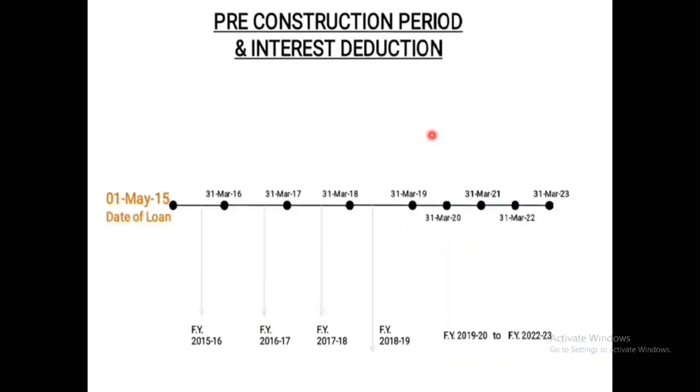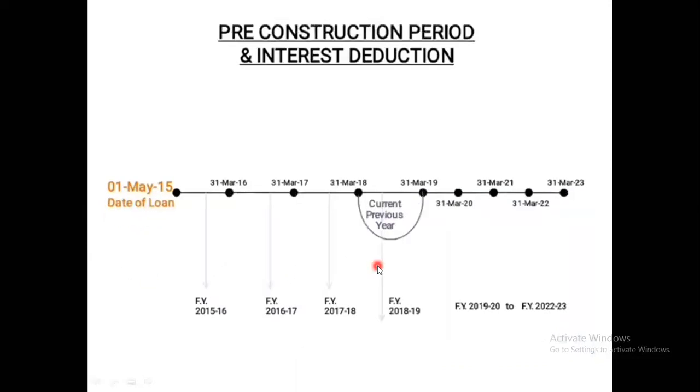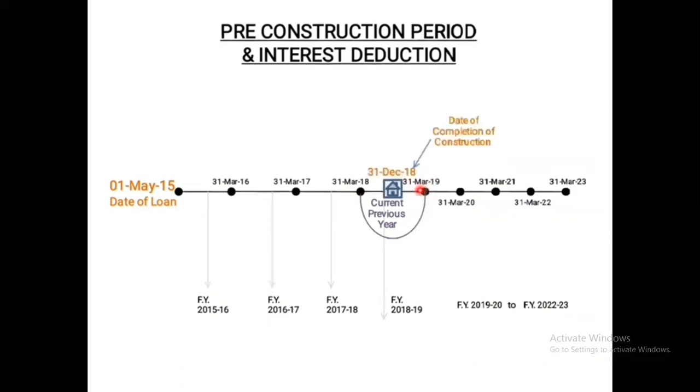Now, on the timeline, you can see the date of borrowing of loan is on 1st May 2015. And you also know that our current previous year starts on 1st April 2018 and ends on 31st March 2019. You can also see that the date of completion of construction is on 31st December 2018.